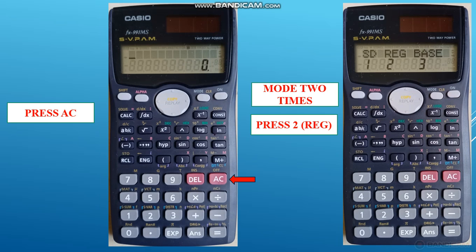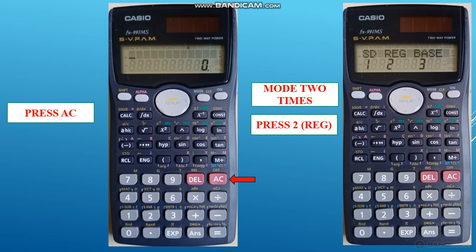After pressing AC, you will get the D option in the display. After that, you want to go into the mode option. Press mode 2 times, or in some calculators, a single time. Generally, if you press mode 2 times you will get the options like this.